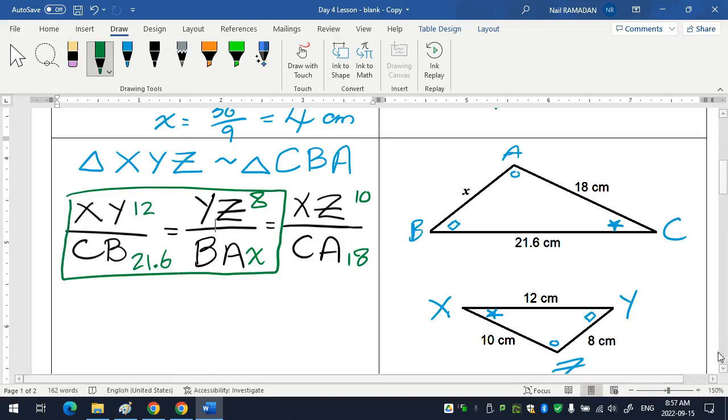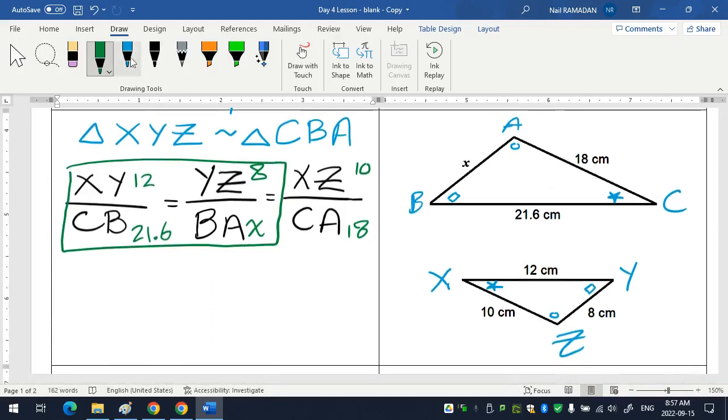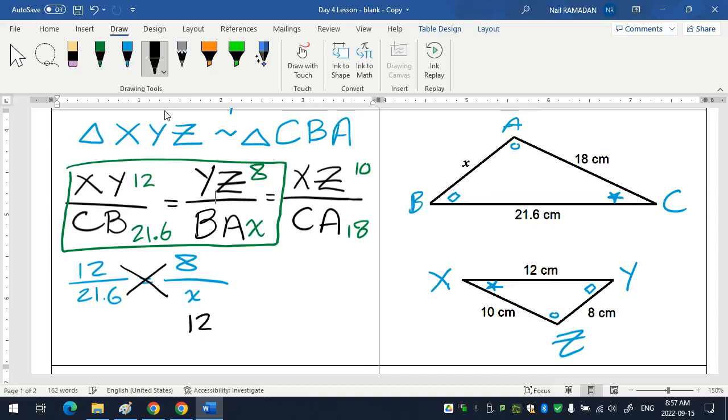All right. So let's do the crisscrossing. So we get 12 over 21.6 equaling x over 8. Okay. As many of you now know, crisscross. So, by the way, is it correct if I wrote this? Can someone help me with 8 times 21.6? 172.8.